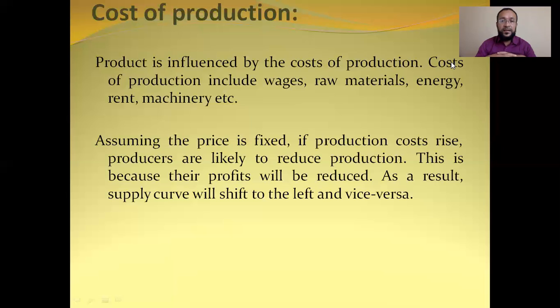Vice versa means here, if wages fall, the price of raw materials, energy, machineries, all these prices fall, then rent also falls, interest rate falls, then the cost of production of the firm will fall. So average cost of production will also fall. It will increase the profitability of firms per unit. So firms will produce more since they are profit maximizers. As a result, supply will increase and the supply curve will shift to the right.